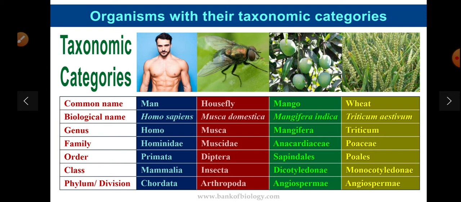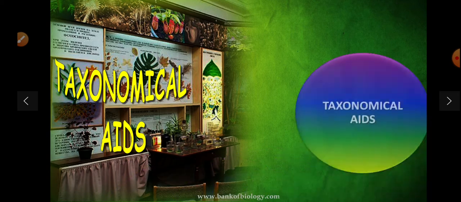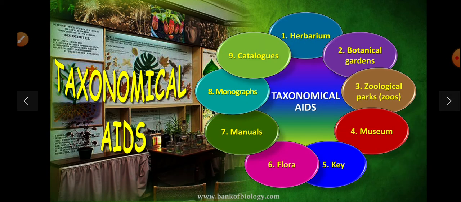These are the examples: human, housefly, mango, and wheat. Their biological name, genus, family, order, class, and division is given. Next, we will move to taxonomical aids, which include herbarium, botanical gardens, zoological parks, museum, key, flora, manuals, monographs, and catalogs, and we will discuss each and every one.